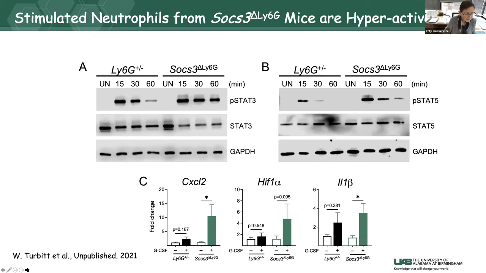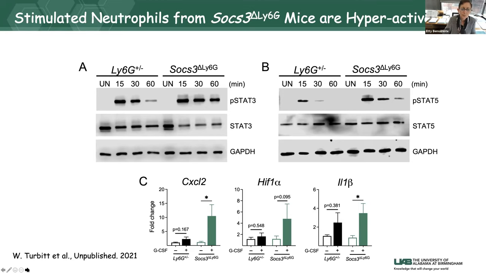And this is the data that Rhythm Williams did over the summer, showing some of that. She isolated neutrophils from the bone marrows. These are bone marrow-derived neutrophils from the Lyse6G controls and the SOX3 deficient mice. These cells were stimulated with GCSF for a variety of time periods.